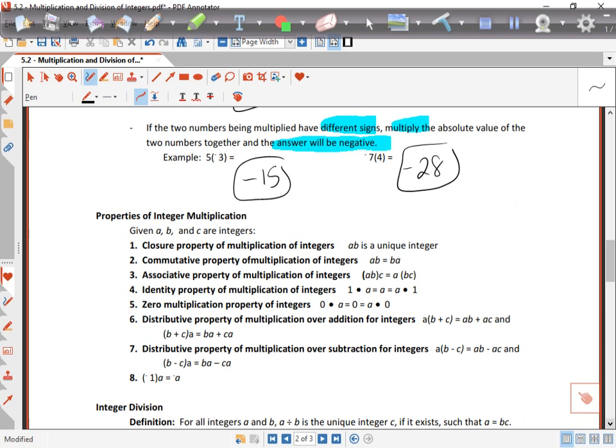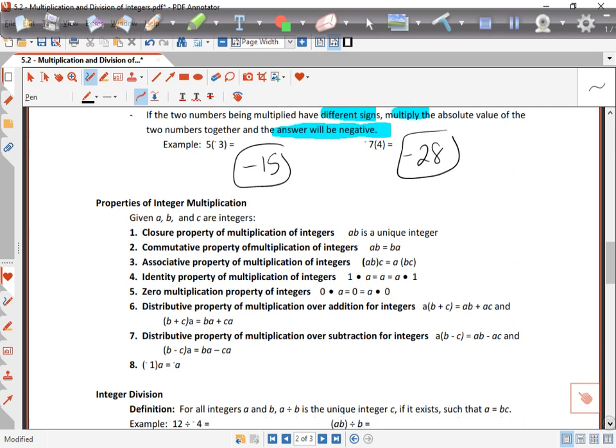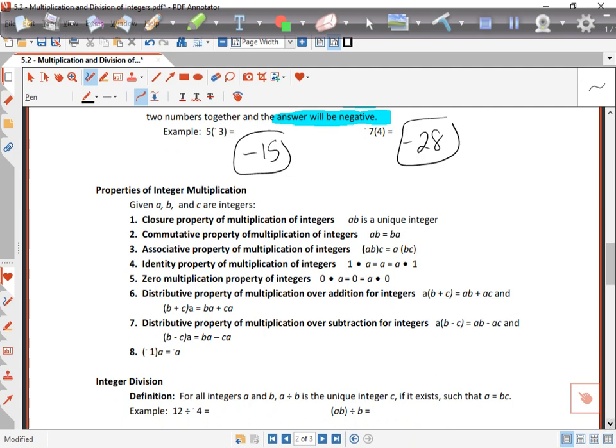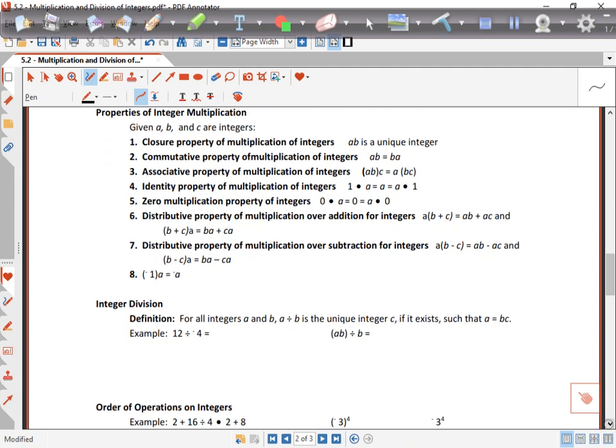Distributive property, we've talked about. You can just multiply through. The only one that's different is number 8. If you multiply by -1, it changes the sign of your number. For integer division, it really just builds off of multiplication.